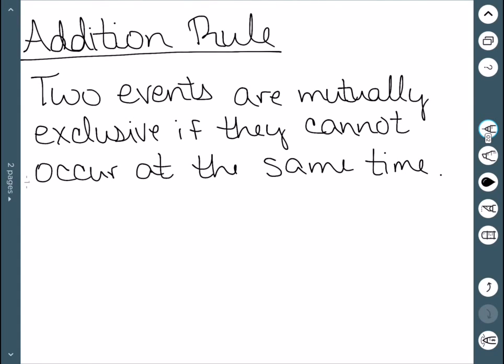If I look at a university and I look at a random student and I look at the event of if they are female and if they are a junior, those would be non-mutually exclusive events because I can have someone who is both a junior and a female.